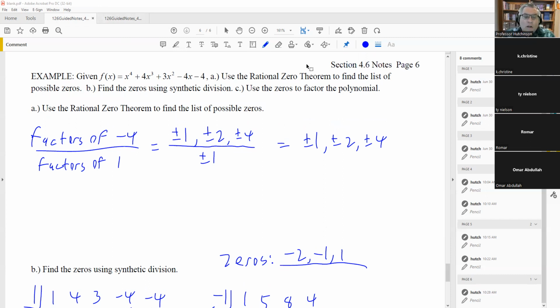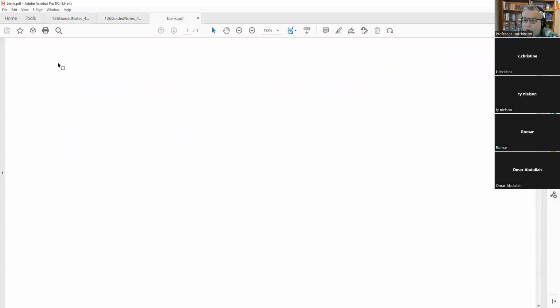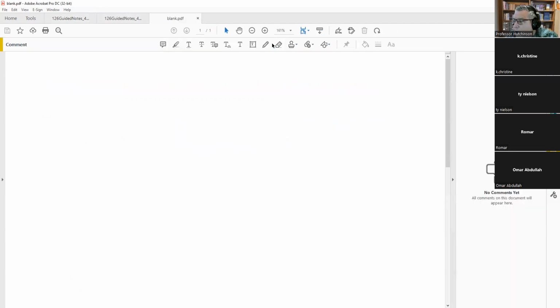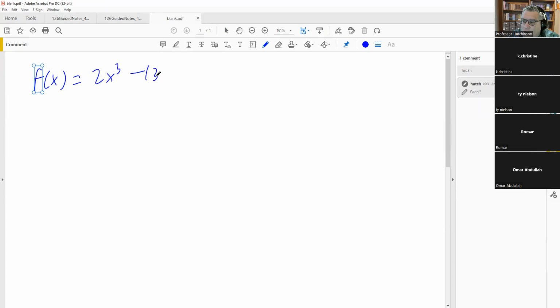Okay, so blank page. And I'm just going to pull one of these problems off of the homework. So let me write it out for you. This is like question 8 from homework. We've got f of x, they gave us 2x cubed minus 13x squared plus 13x plus 10. We're going to go through the same 3 steps that we were doing already in the other problems. Okay, so step number 1, part A says this is going to be the list of rational real zeros.